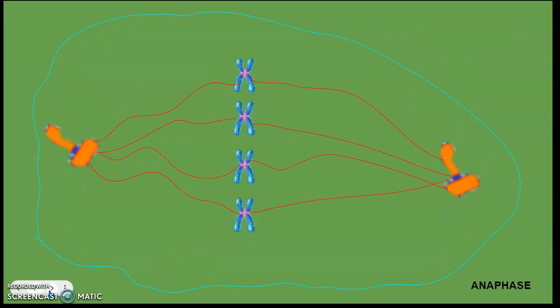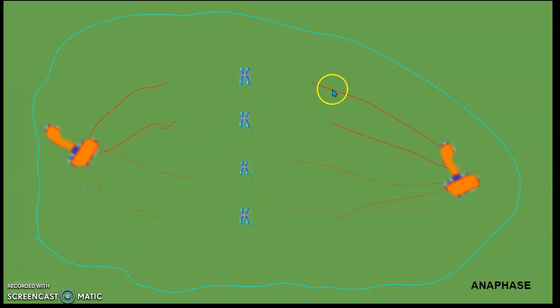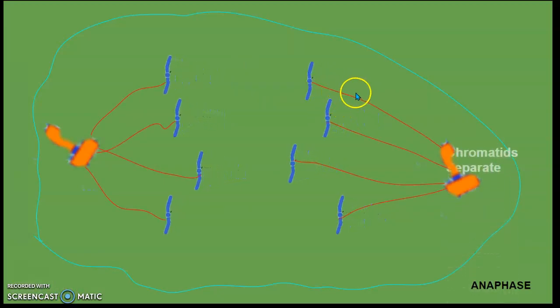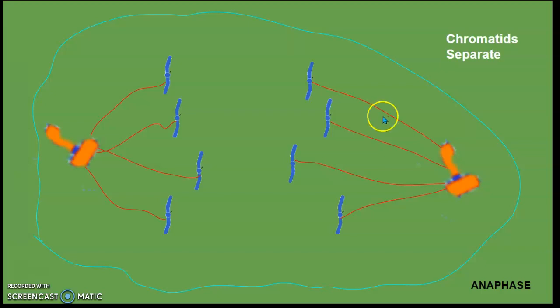Our next phase, anaphase. During anaphase, the sister chromatids separate and the centromere divides. The sister chromatids are pulled apart, as you are going to see here, by the shortening of the spindle fibers. So these things that are called, as I said before, the spindle fibers, they get shorter, so that's why they pull the sister chromatids and they split in two.